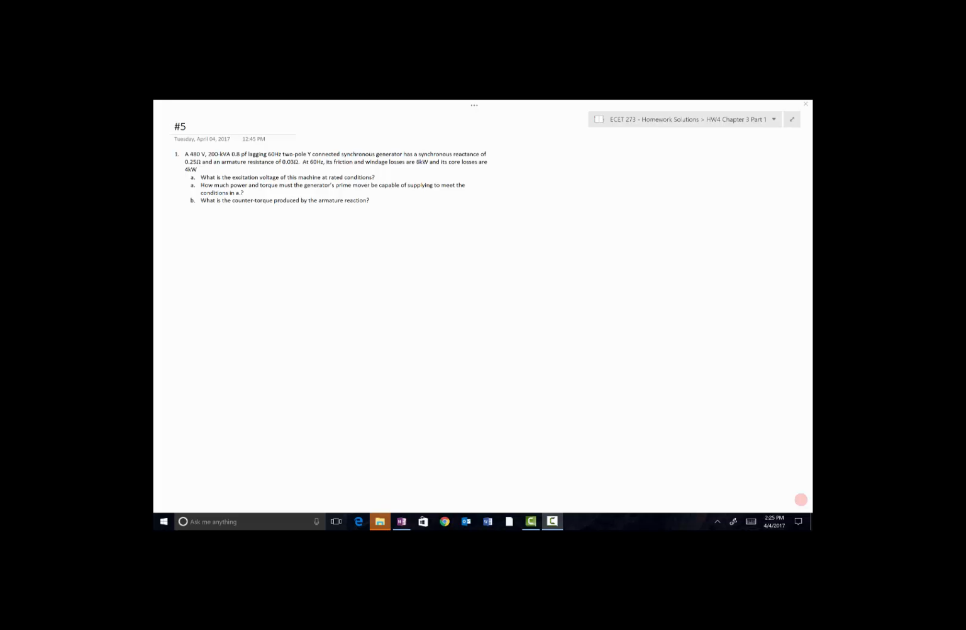How much power and torque must the generator's prime mover be capable of supplying to meet the conditions in Part A? And C, what is the counter torque produced by the armature reaction? So, some labeling problems there.